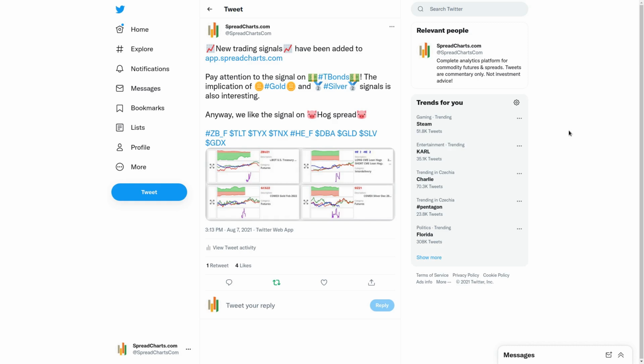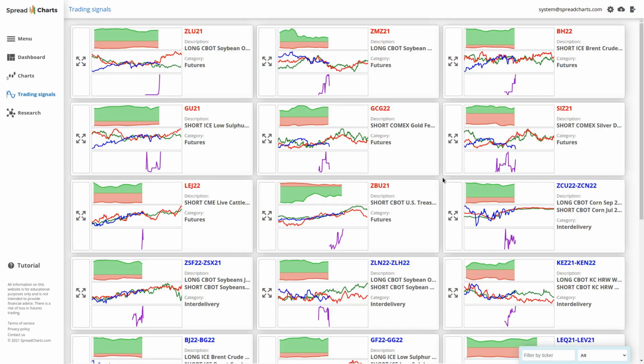Once again, this is not investment advice and not investment recommendation. Moreover, this is just something we compile in a matter of minutes, so we are not doing detailed analysis. These are just things that are interesting at a first sight, and you should do a detailed analysis of these market situations or of these commodities. But let's get back to spread charts.